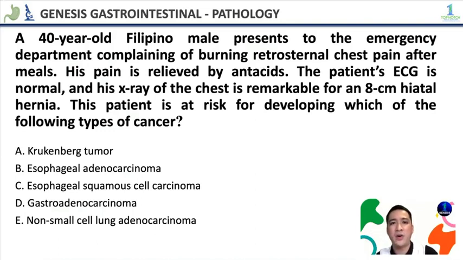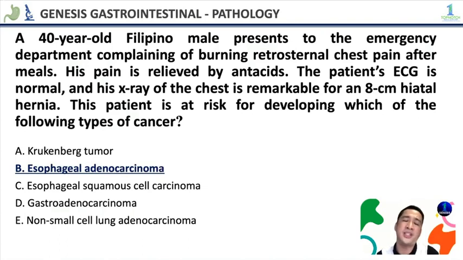Let me review again. So what's your diagnosis? The diagnosis is hiatal hernia, and hiatal hernia can predispose the patient to, you're correct, esophageal adenocarcinoma. That was the first question. So let's try to recall: what is a Krukenberg tumor?